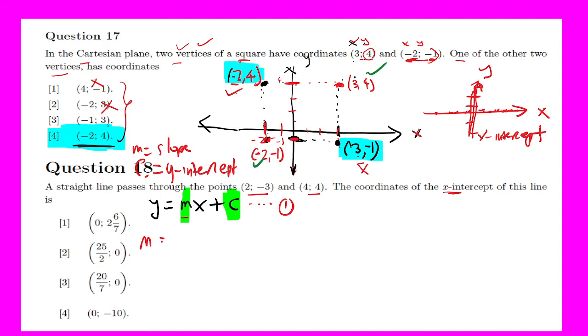So we say m means change in y over change in x. What is change in y? Change in y means y2 minus y1, and then you always divide by x2 minus x1. So what is y2? What is y1? What is x2? What is x1?